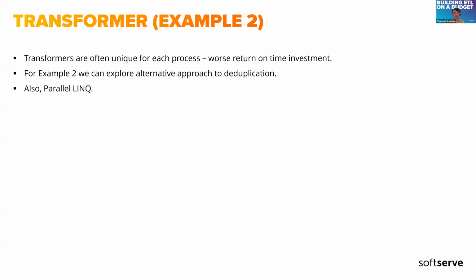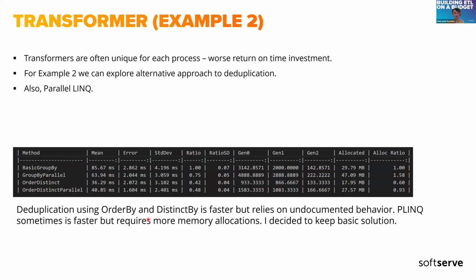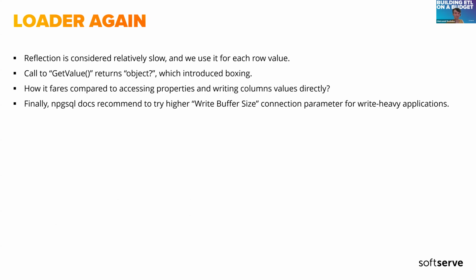Transformers are often unique for each process, and their optimization gives worse return on time investment. For example, I decided to explore alternative approach to deduplication using order by and distinct by instead of group by. I also tried to use parallel LINQ. Results show that deduplication using order by and distinct by is faster, but relies on undocumented behavior of LINQ. Parallel LINQ sometimes is faster, but requires more memory allocations. I decided to keep the basic solution.